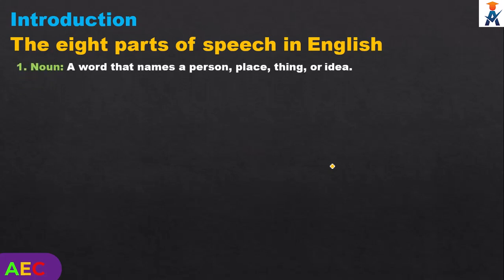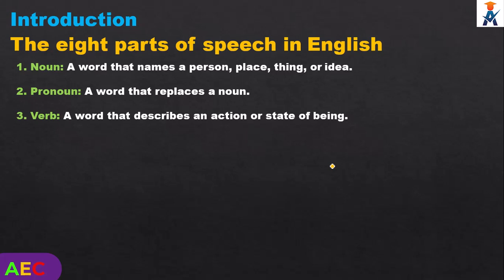First one is noun. A noun is a word that names a person, place, thing, or idea. Second one is pronoun, a word that replaces a noun. To avoid the repetition of nouns, we use pronouns.